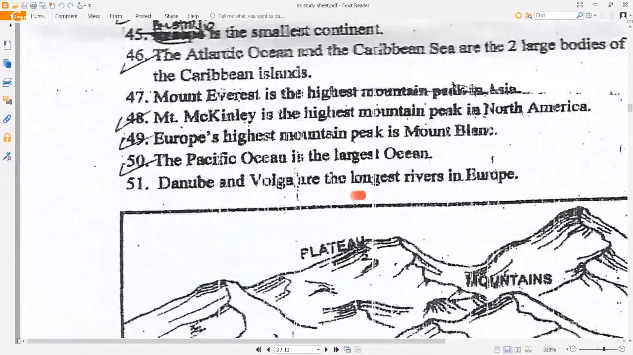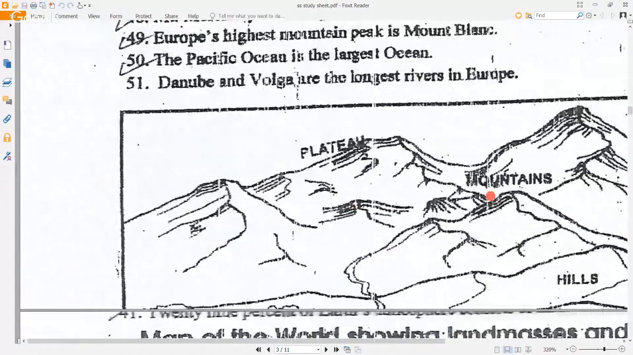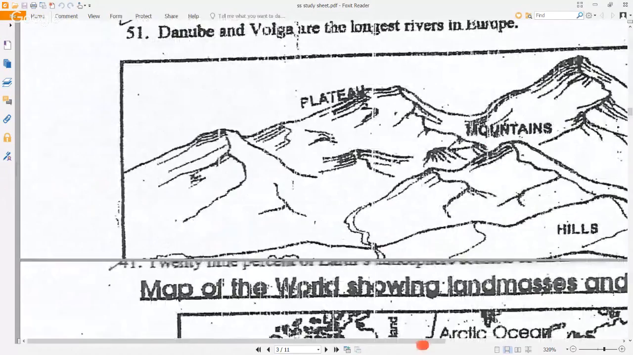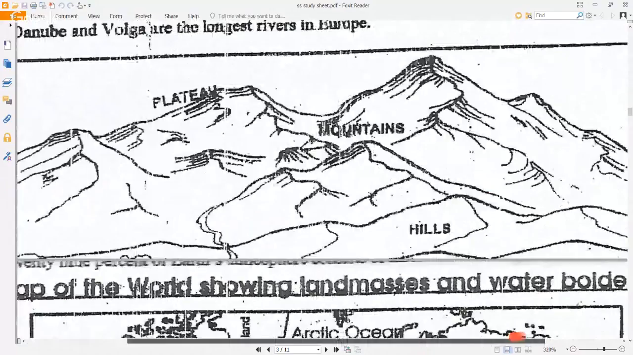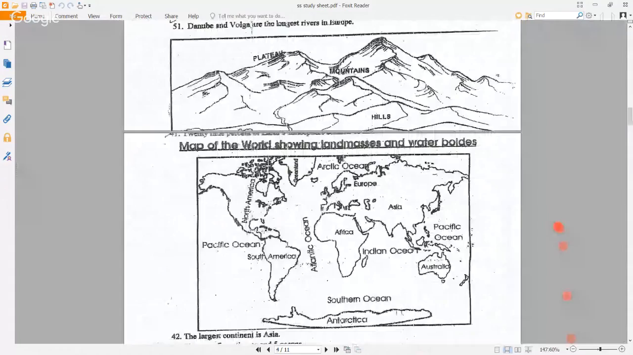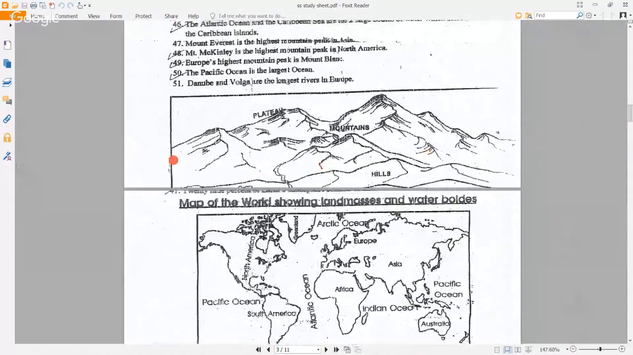We have another diagram. Let me see. All right. Hope that's not too small. So here we have some land masses. So we have a plateau, which is a flat top mountain. We have the mountain, and you know that the mountain will have sharp slopes and a peak. We'll have a hill, which is sloping, but not as high as a mountain. Okay. And beyond that, we would have lowland areas.